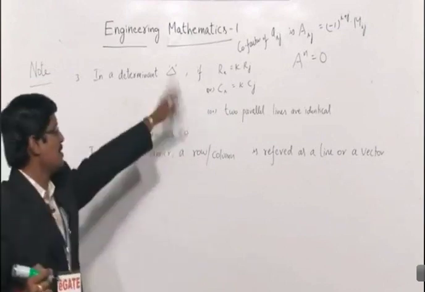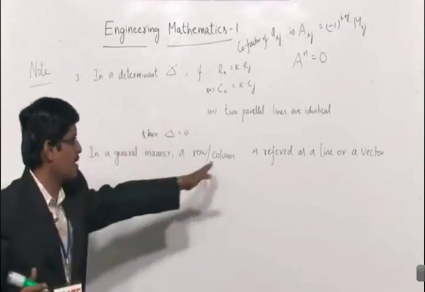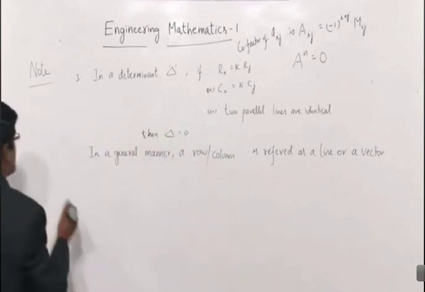So this is in the three cases determinant is 0 in a general manner. A row or column is referred to as a line or vector.